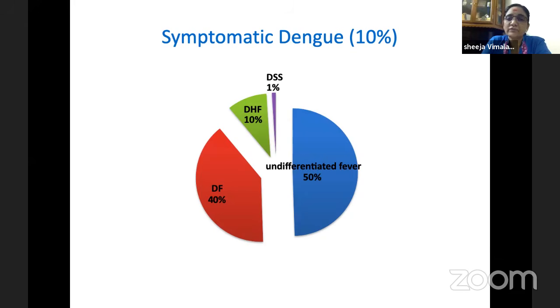We need to know that of the dengue infections, only 10% become symptomatic. And of the symptomatic dengue, it is only the 10% that develop dengue hemorrhagic fever and 1% develop dengue shock syndrome. So, what we are discussing, what we are concentrating, and what we are bothered about is this just 10% of the symptomatic dengue that becomes bad, and the mortality in this subgroup is still significant.